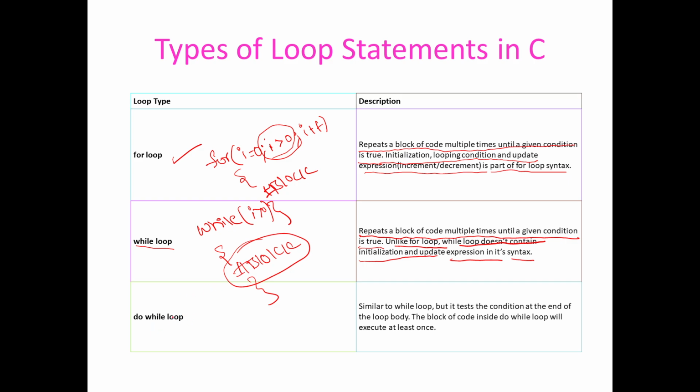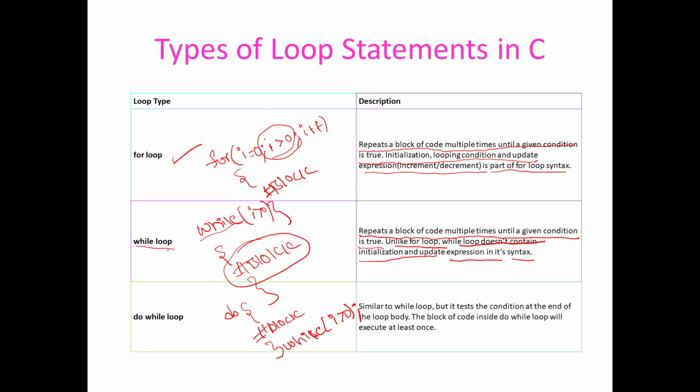When we come to the do while loop, it and the while loop are similar, but see here, in the while loop, while is mentioned at the starting itself. When we come to the do while, first it will start the execution of this block. This block will be executed, then this condition, while i is greater than 0, is going to be checked.